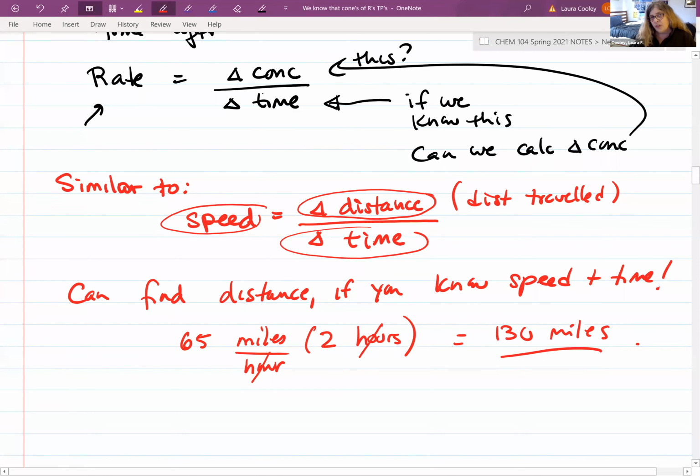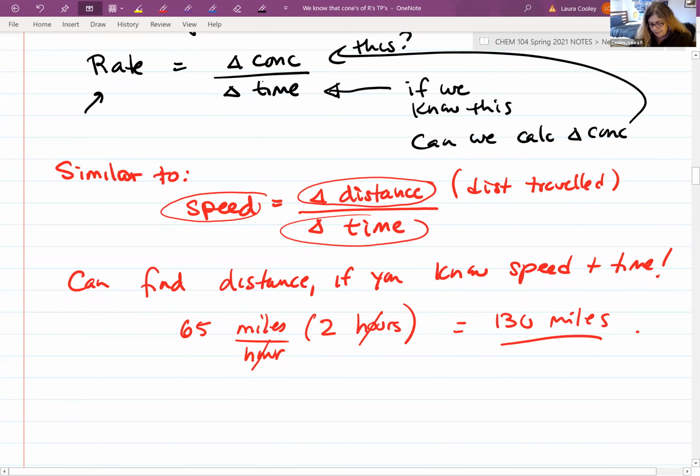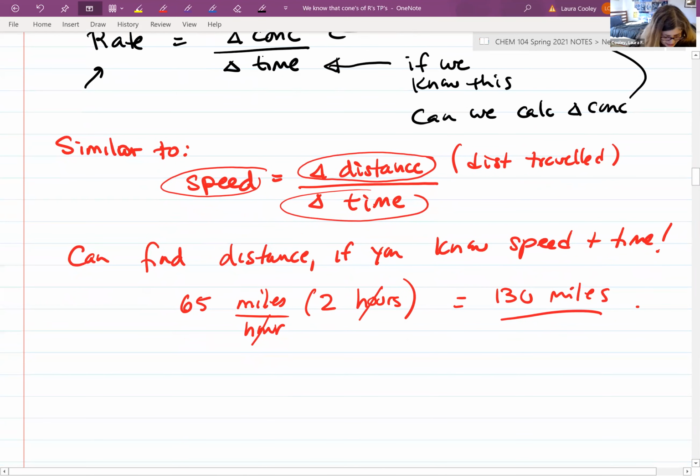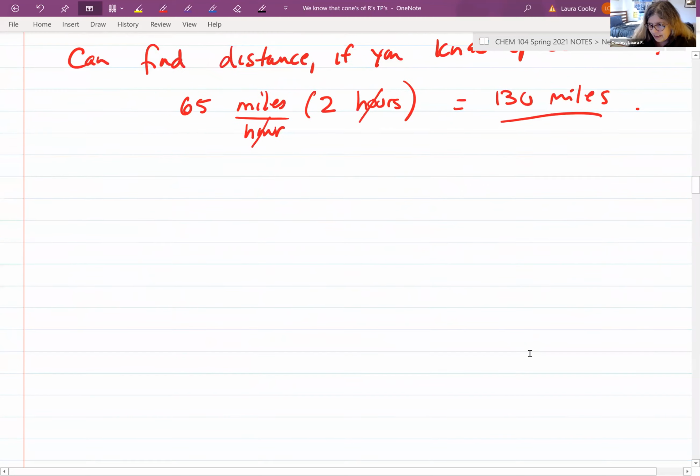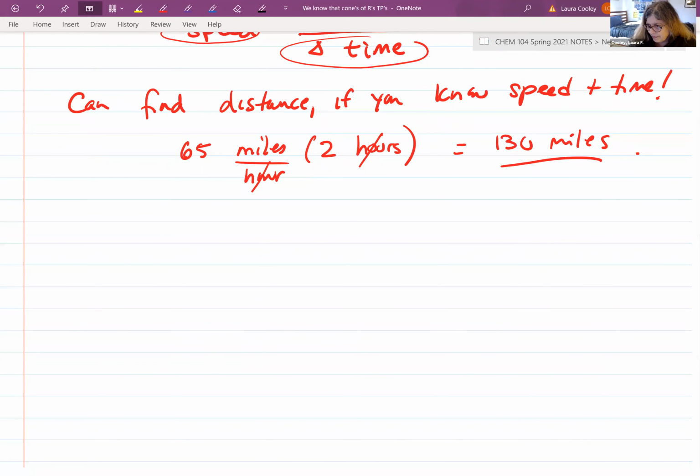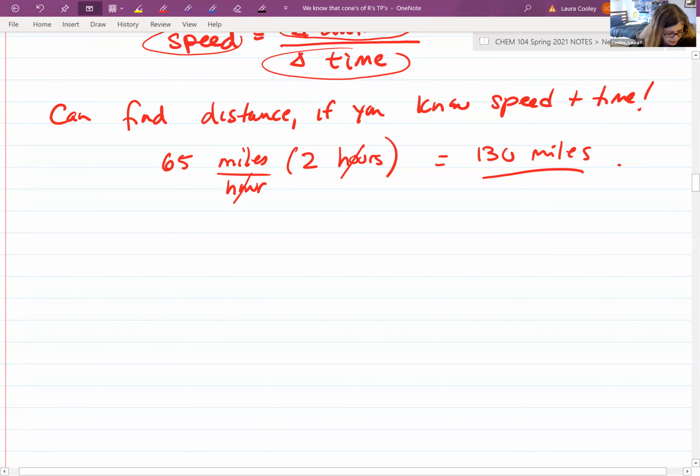We probably do it the other way. We say 65 miles an hour, 130 miles, so it's 2 hours. We time our trips that way. All right, so that's a pretty straightforward method.